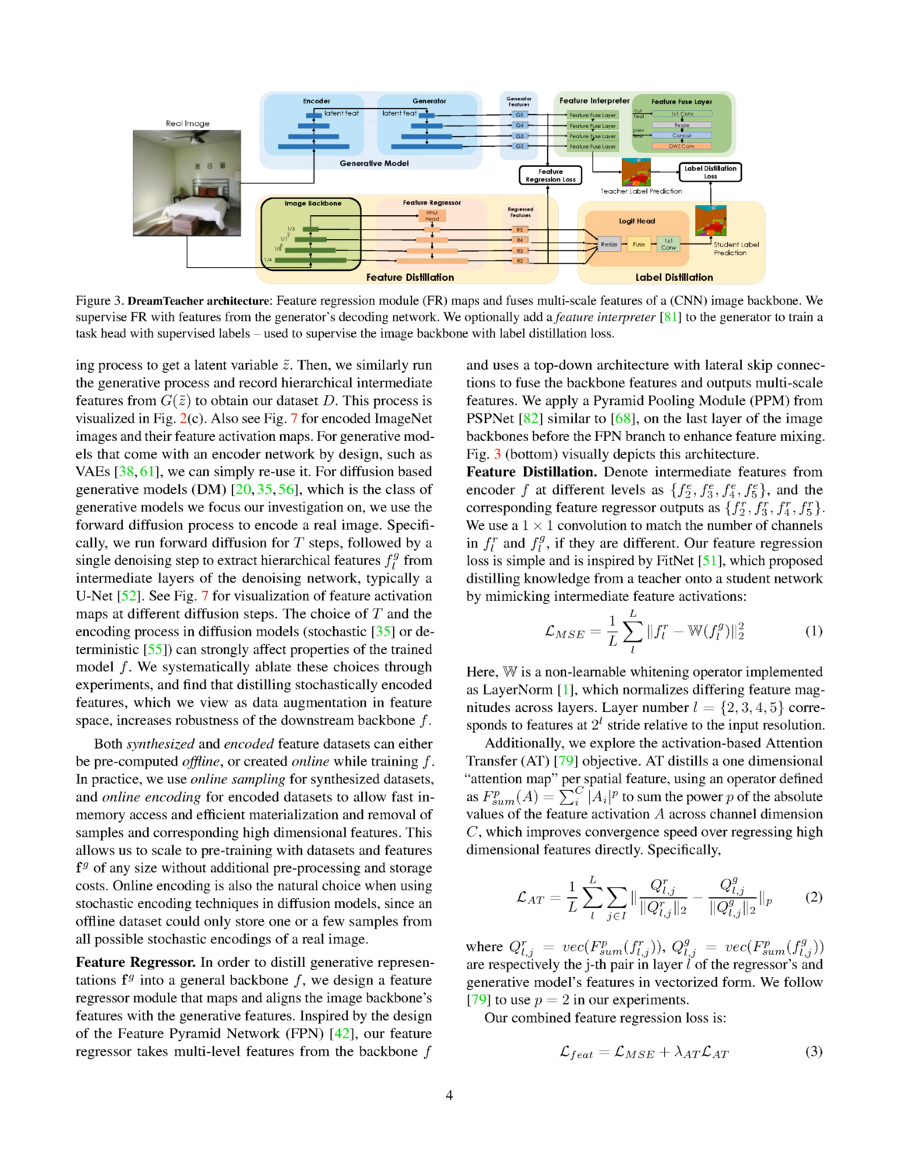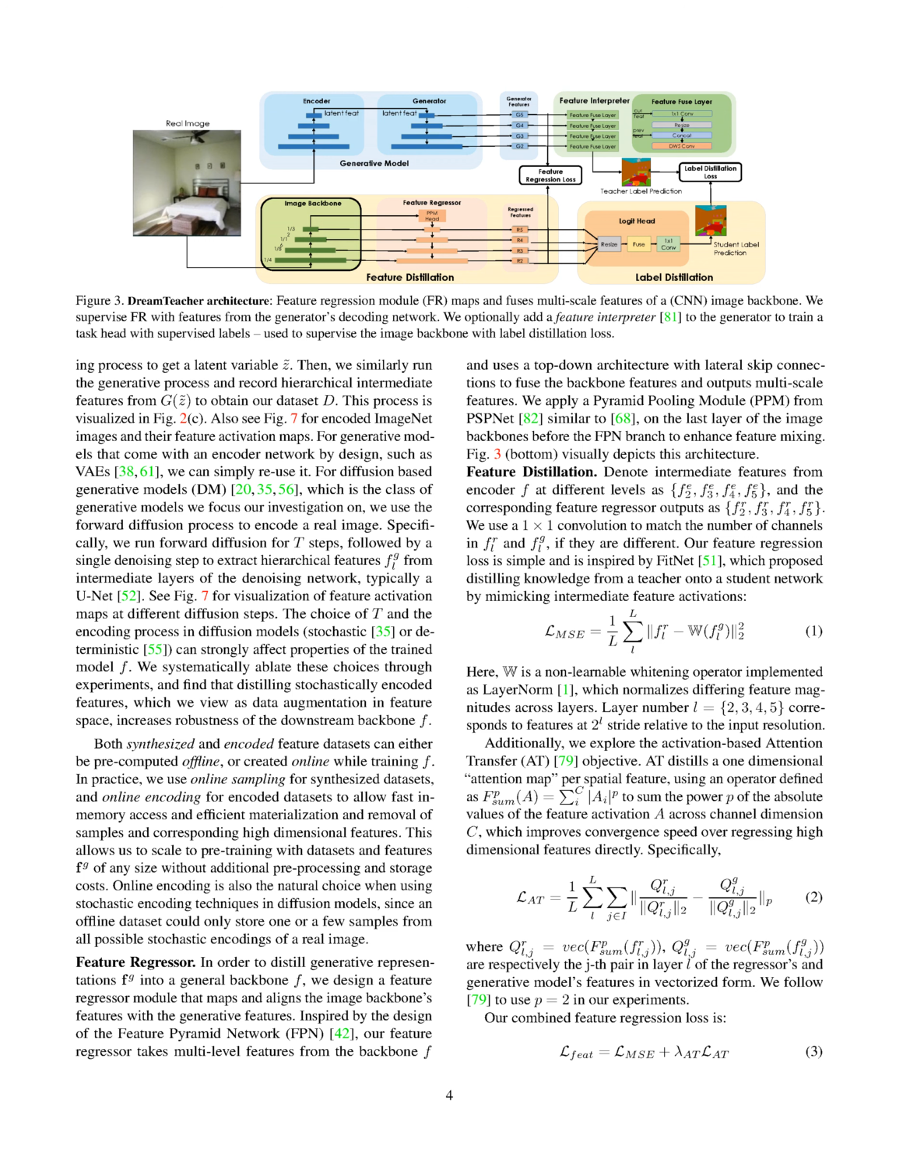To distill generative representations into a general backbone, we design a feature regressor module that maps and aligns the image backbone's features with the generative features. Our feature regressor takes multi-level features from the backbone and uses a top-down architecture with lateral skip connections to fuse the backbone features and outputs multi-scale features. Our feature regression loss is simple and is inspired by FitNet, which proposed distilling knowledge from a teacher onto a student network by mimicking intermediate feature activations.